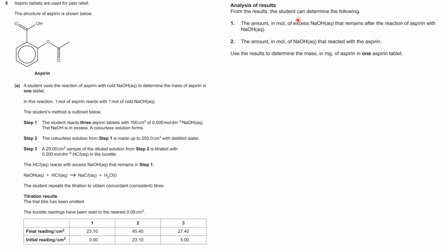They want us to work out the amount in moles of excess NaOH that remains after the reaction of aspirin with the sodium hydroxide, and thus the amount in moles of NaOH that react with the aspirin. Then use the results to determine the mass in milligrams of aspirin in 1 aspirin tablet.